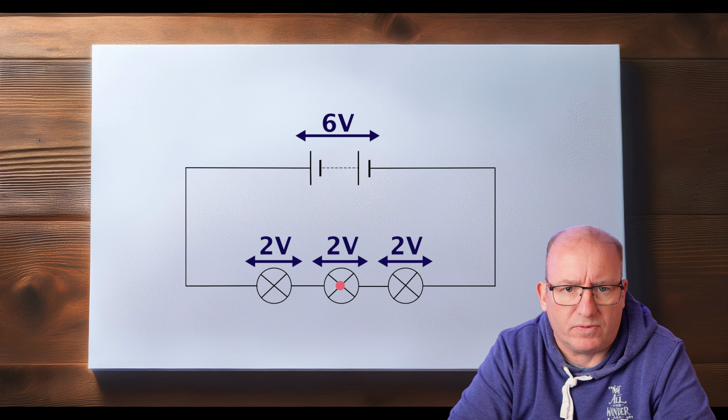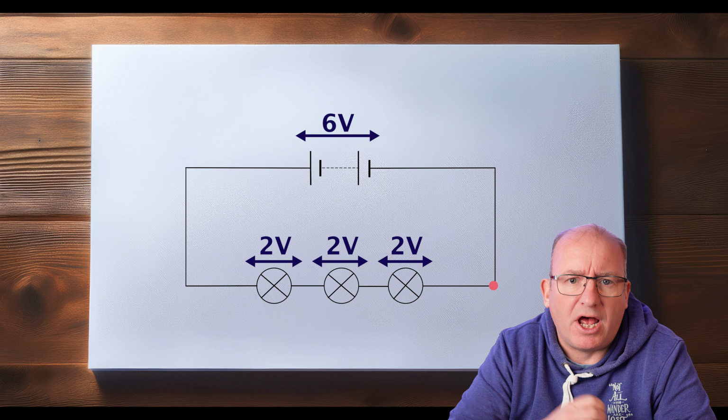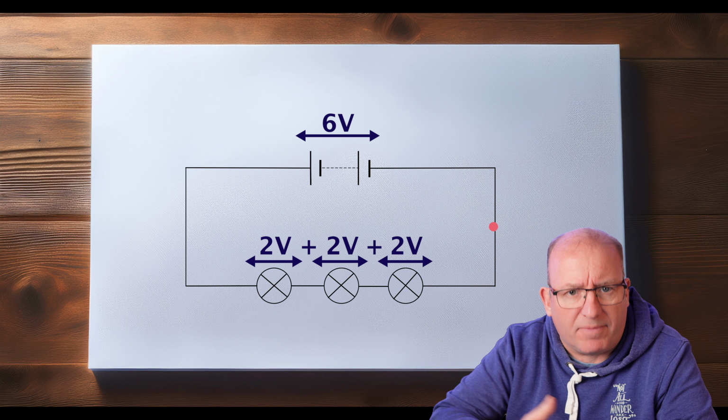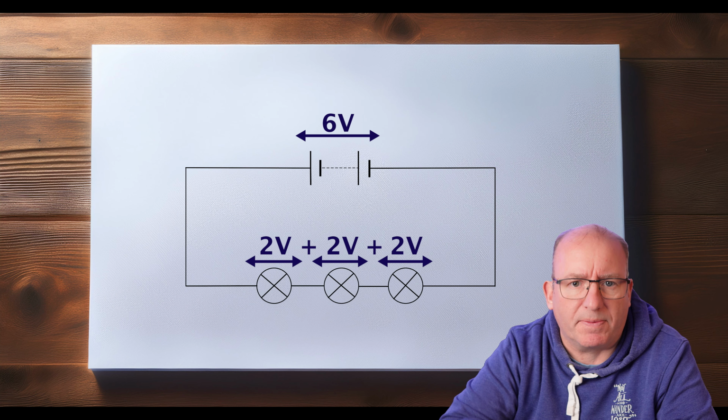In the series circuit, the charges have to travel through all 3 lamps before going back to the battery to collect more energy. That means a unit of charge will drop off 2 joules at each lamp, assuming they're all identical, and then back to the battery for another 6 joules. The voltage across each lamp is therefore 2 volts. And notice that the voltages in a series circuit all add up to get the total voltage supplied.